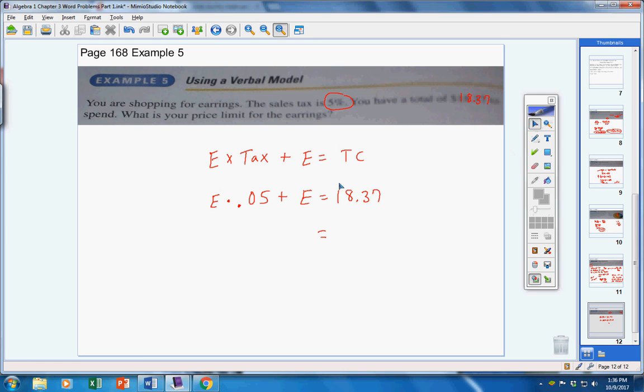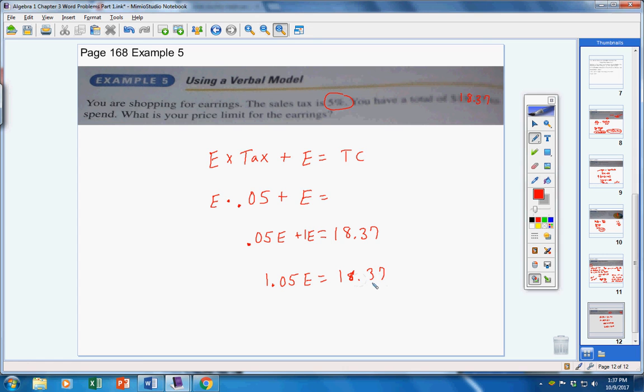Now, let's simplify both sides. Obviously on the right side, I cannot simplify 18.37. Over here, I have E times 0.05, which would be 0.05E. Then bring down your positive E. Don't forget, there's a 1 right here. We have two E terms. They're like terms, so we can add them together. So now I get 1.05E equals, because 1 plus 0.05 is 1.05, equals 18.37.